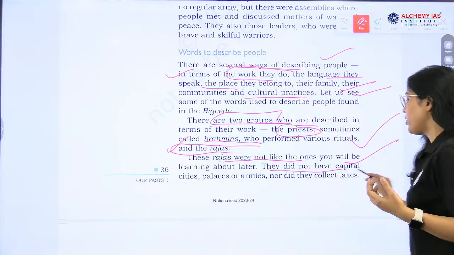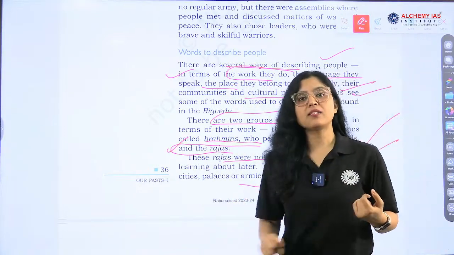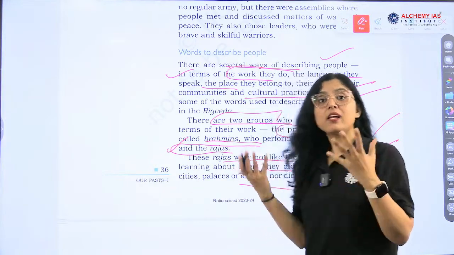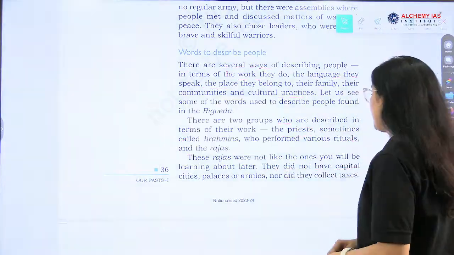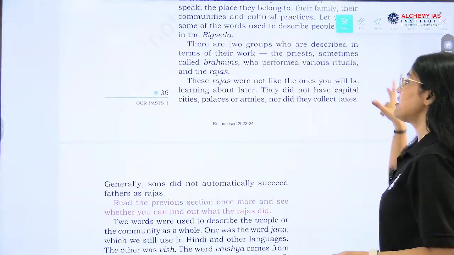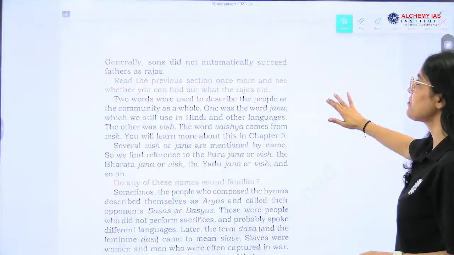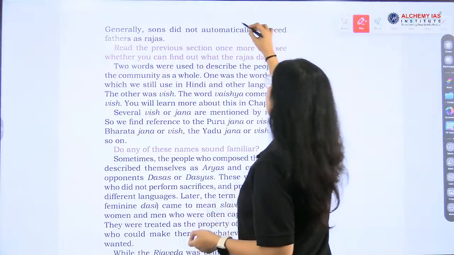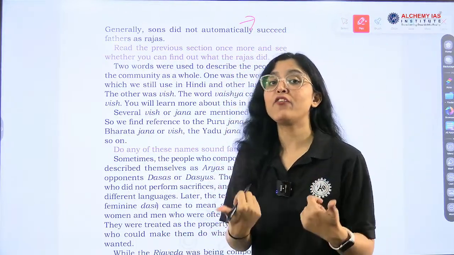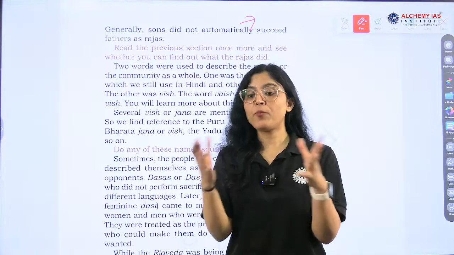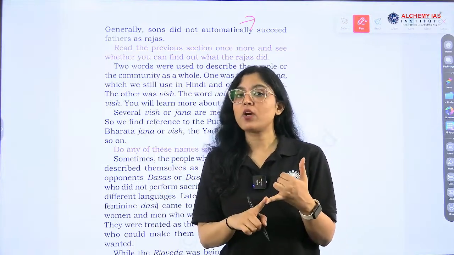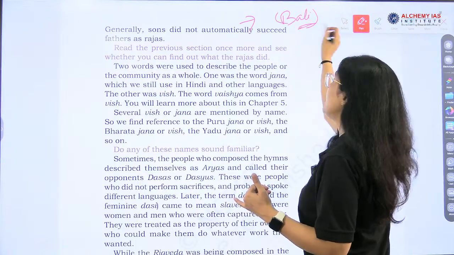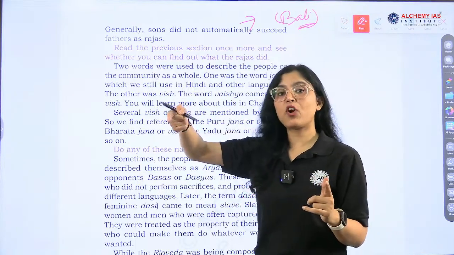They did not have capital, city, palaces, armies. These were tribes and they did not have capital, city, armies like today. No regular army was there, nor did they collect taxes. Taxation system was not known, but yes, people voluntarily gave gifts to Rajas for protection. Those were called Bali. Taxes were voluntary gifts to Rajas, called Bali, okay?